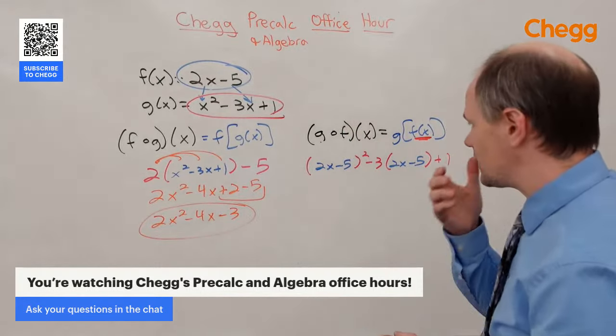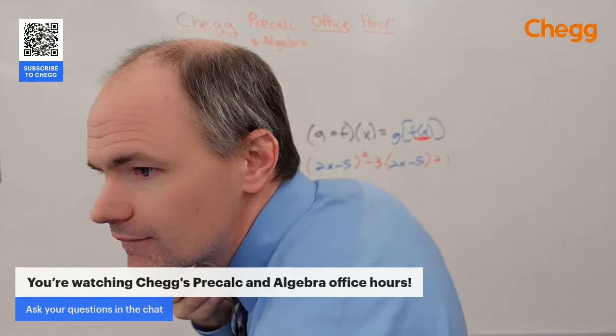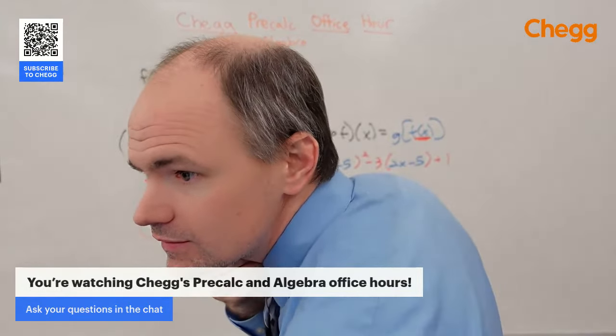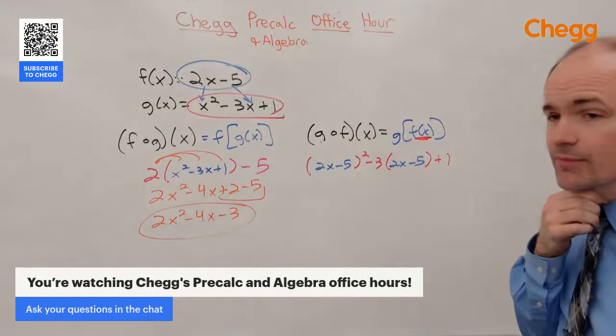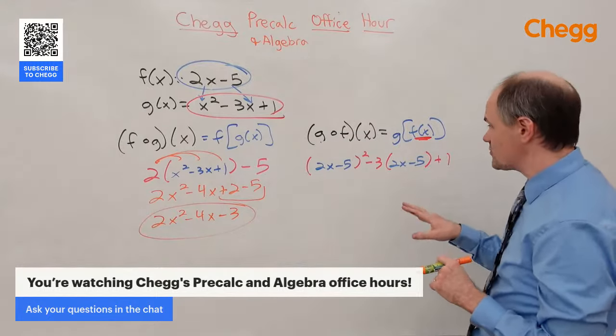Someone thinks I might have a slight mistake. What did I do wrong? I'm not seeing a mistake, but if you see a mistake, let me know in detail in the chat what I did wrong. I want to make sure I get it right, but I think we're still good.